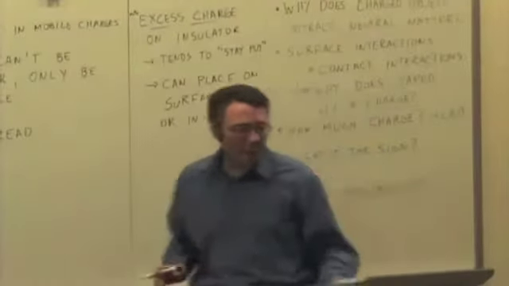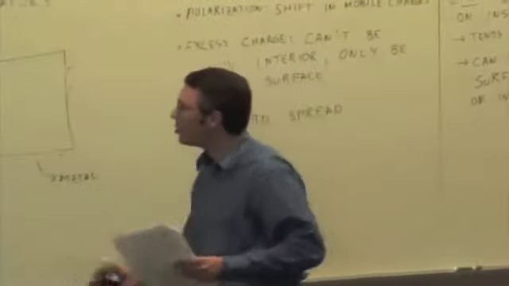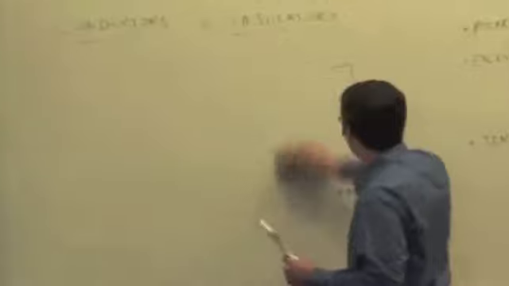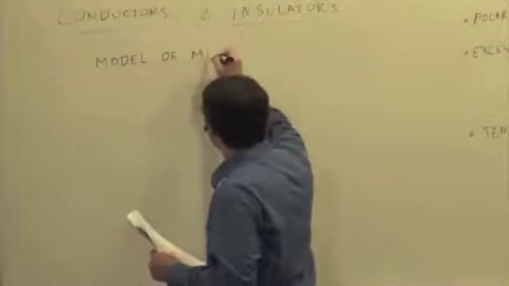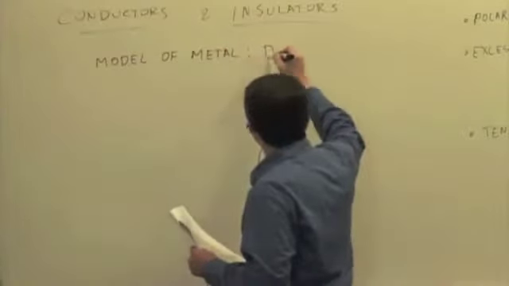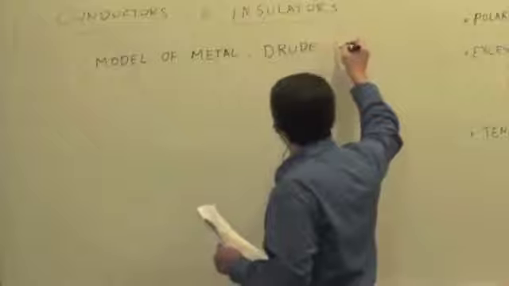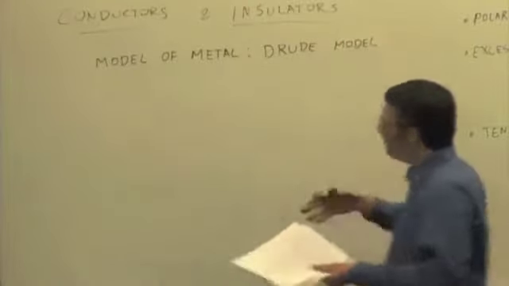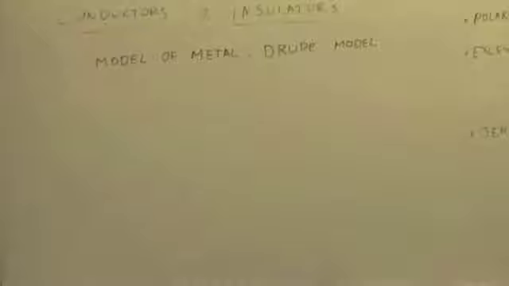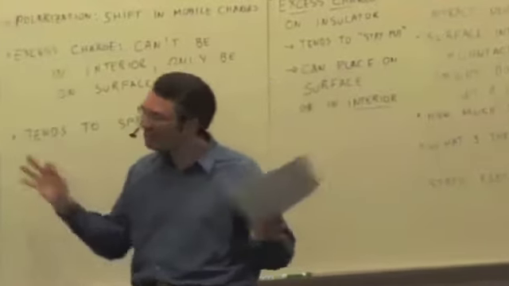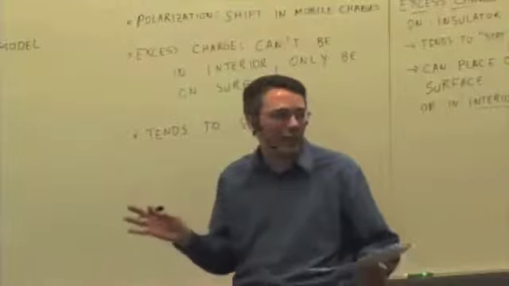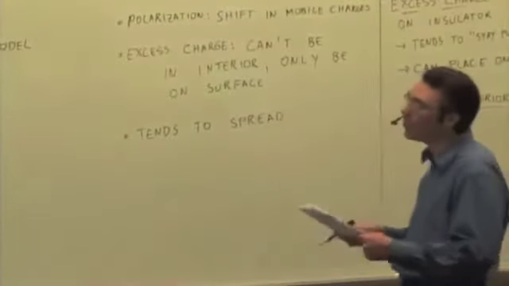Okay? We can quantify this a little bit by actually being a bit more precise about our model of a metal. This is something called the Drude model, which is kind of basically what we said. We're saying it's positively charged atomic cores, mobile electrons superimposed on top of these atomic cores, and we're just dealing with it in the sort of classical way and not involving any quantum mechanics. Okay, so that's called the Drude model.